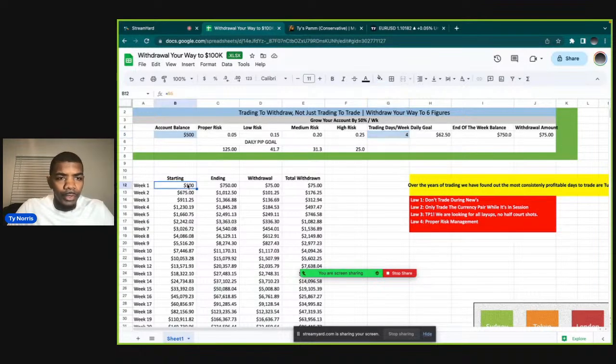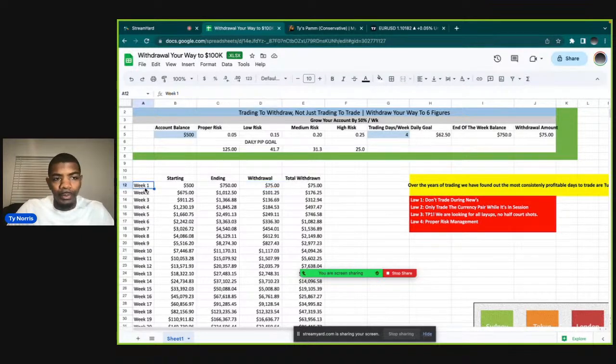So you would start out with 500. Your daily goal is 62.50. Your end of week balance should be $750, and then you would withdraw $75 from your trading account. So you're actually trading to withdraw, not just trading to trade, right? Because that's the problem with most traders. Whenever you talk to a trader, they'll be like, yeah, man, I took my account from 500 to 10,000, and then I lost it all, because they weren't withdrawing. They didn't really have an actual trading plan. But with this right here, this is another tool that comes with the indicator that will actually help you be successful. It'll help you withdraw.